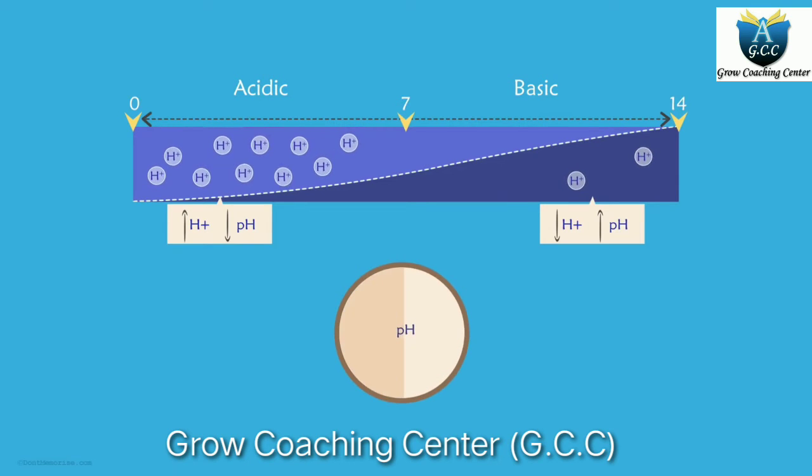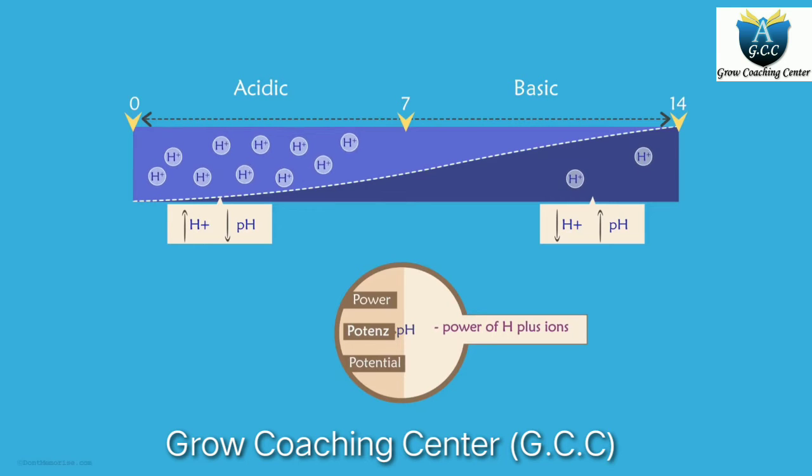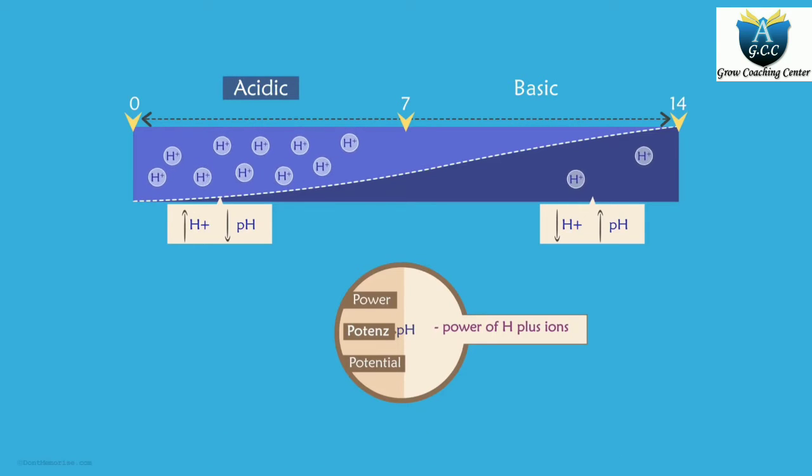The pH scale basically tells us the strength of an acid or a base. The P in pH stands for potens, which means power or potential in German. We can understand it as the power of H+ ions. More the number of H+ ions, more acidic it'll be. Usually, a paper impregnated with the universal indicator is used to measure the pH.